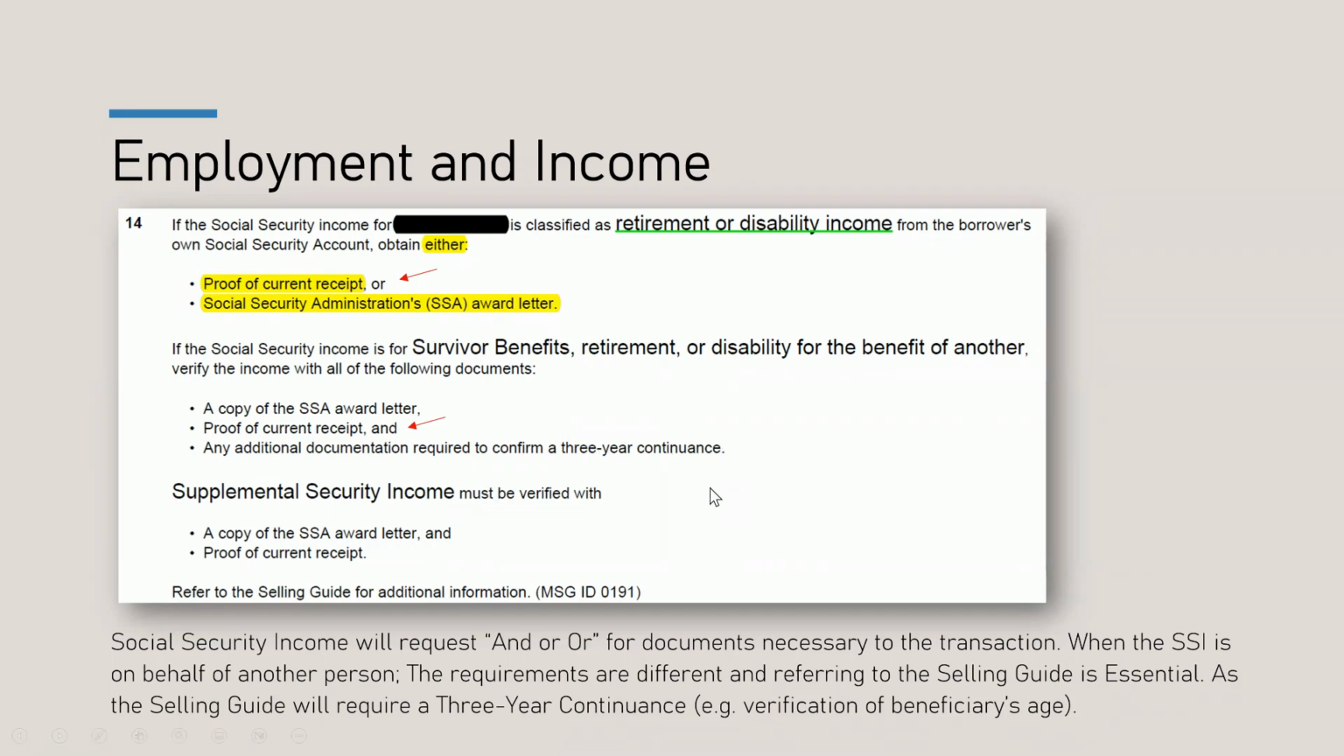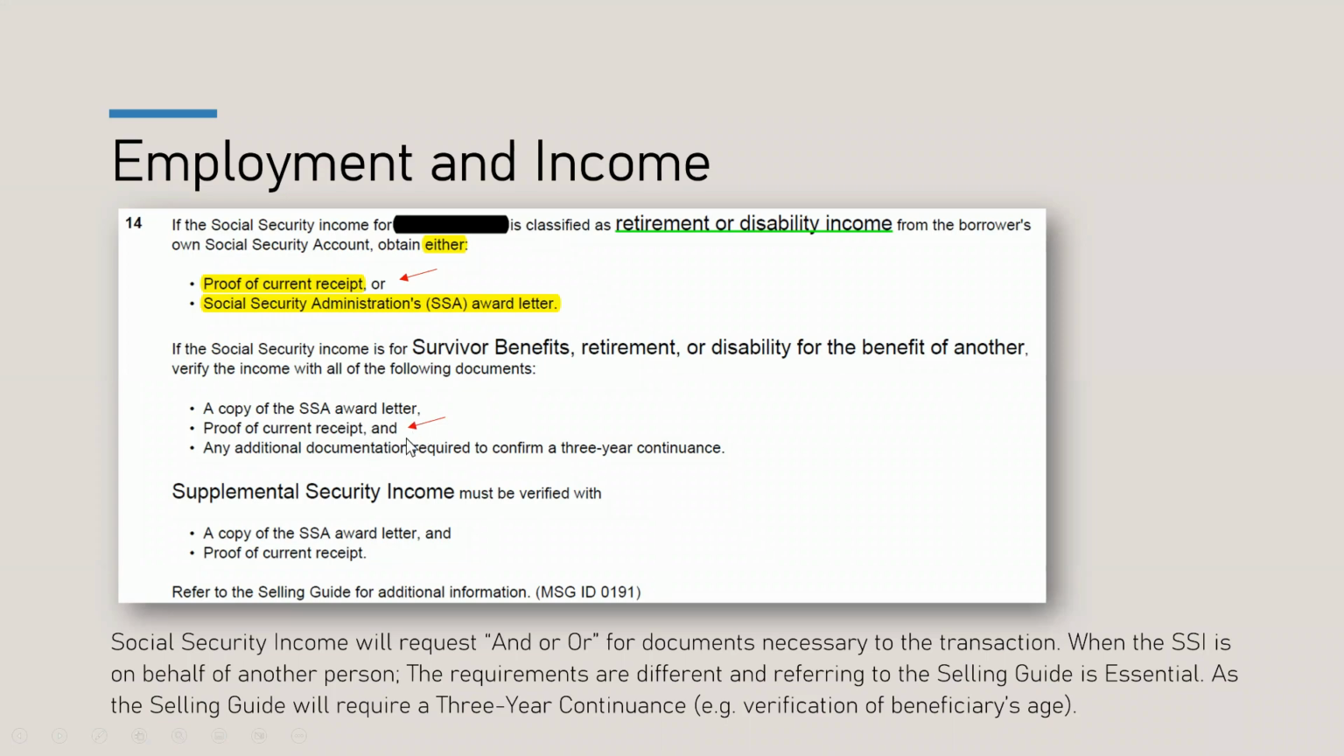So just keep this in mind if you're taking a look at different types of income like Social Security, like pensions, all that. Your DU is going to tell you what it means. In this case, with Social Security, what does it say? Proof of current receipt or Social Security award letter. So you can provide either or. Sometimes they will say the 1099 form. So whatever you can provide, as long as it meets these 2 requirements, because remember, it does say "or."